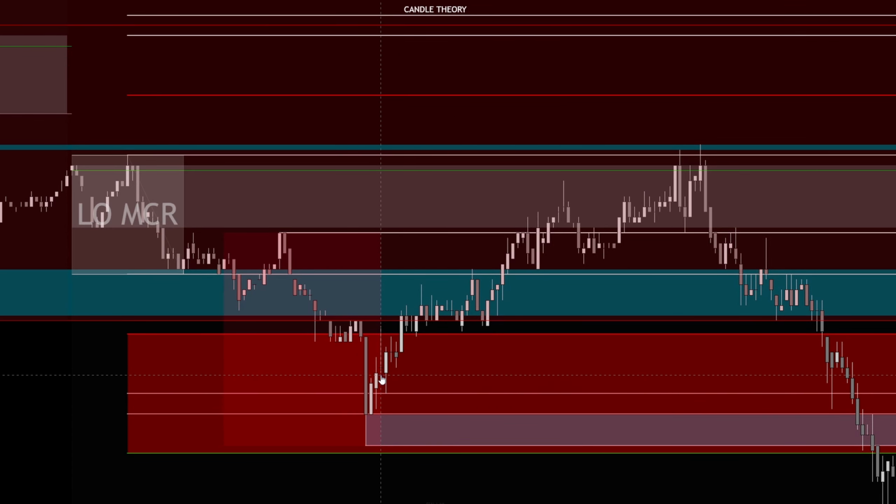Just want us to look at this. We have price rejecting off this bottom wick, creating a candle count out of standard deviation 1 to go to the top edge of MCR.